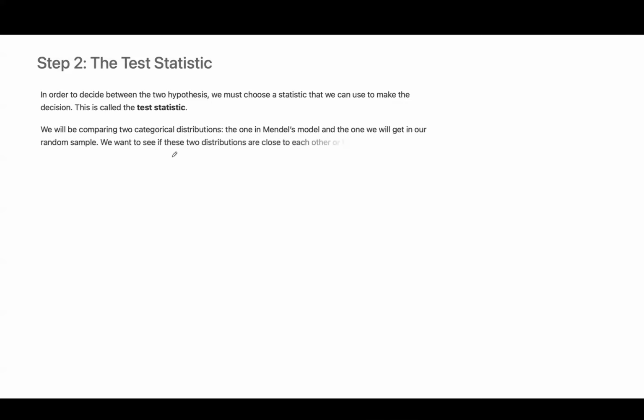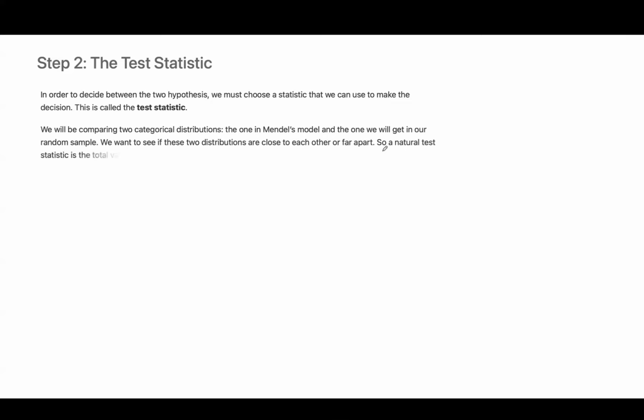So let us move on to step 2. In step 2, we have the test statistic. In order to decide between the two hypotheses, we must choose a statistic that we can use to make our decision. This is called the test statistic. We briefly talked about the test statistic in a previous lecture. We will be comparing two categorical distributions, the one in Mendel's model and the one we will get in our random sample. We want to see if these two distributions are close to each other or far apart.